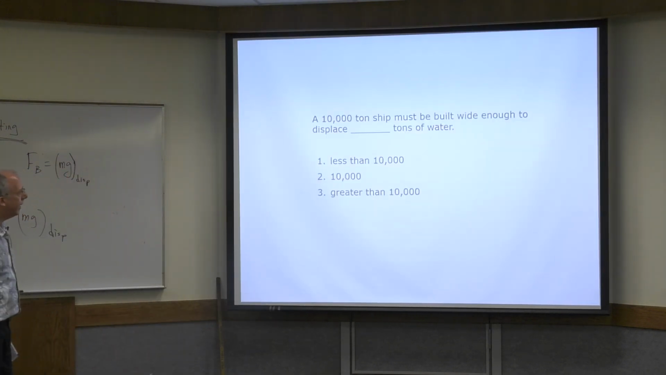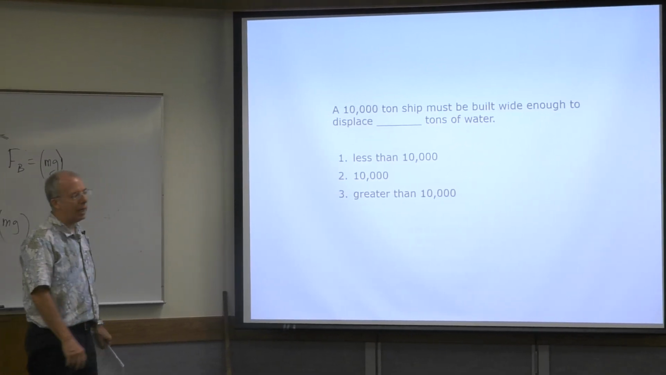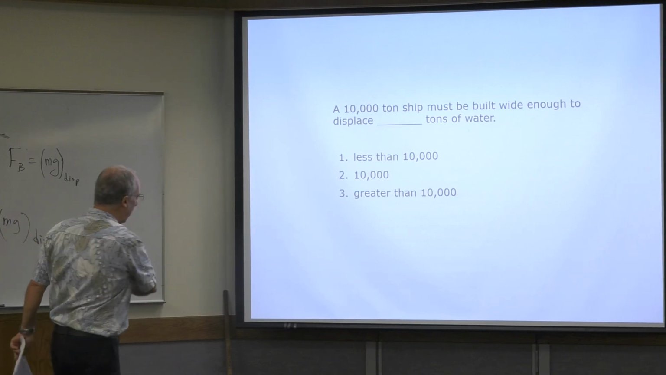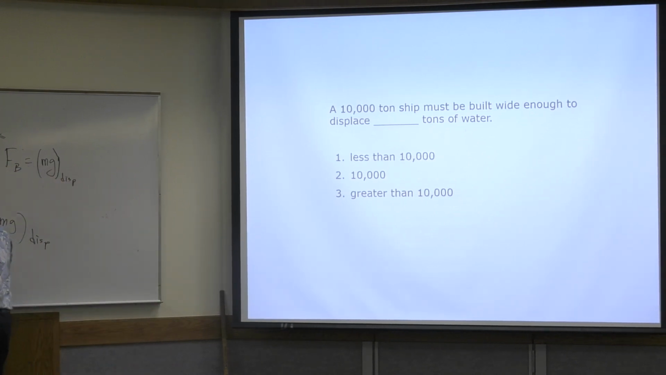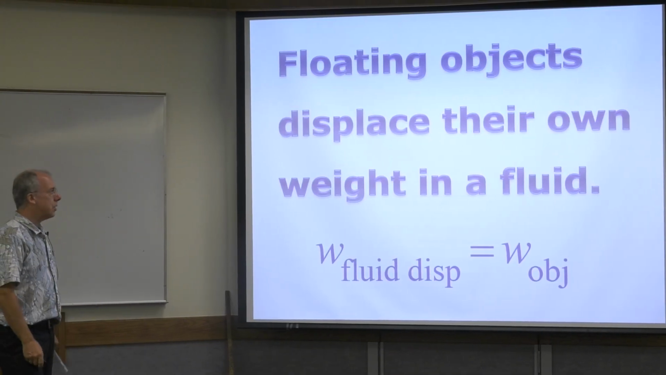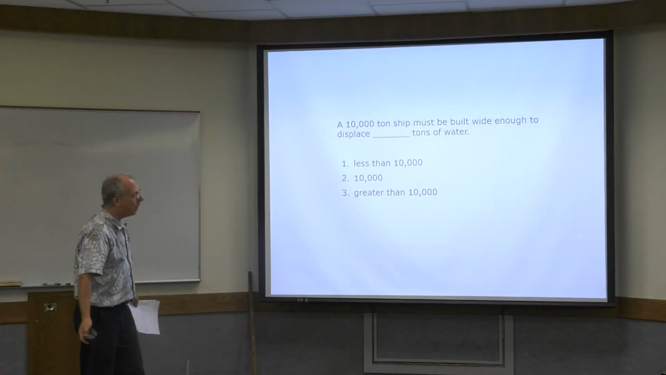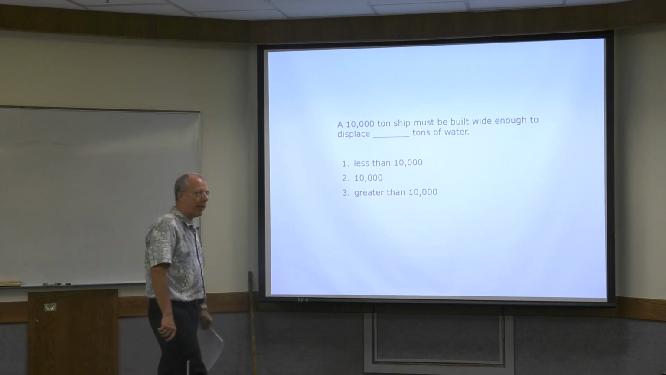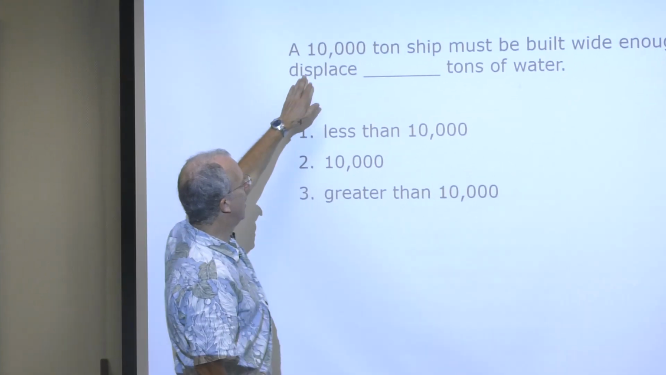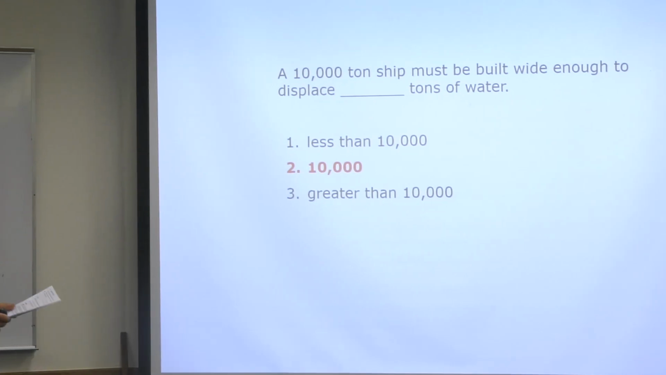A 10,000-ton ship must be built wide enough to displace how many tons of water? Pause your video and figure it out. All right, we're back. What did we learn? Floating objects displace their own weight in the fluid. So here we have a ship. It's floating. If it has a weight of 10,000 tons, it has to displace how many tons of water? 10,000. That's all there is to it.